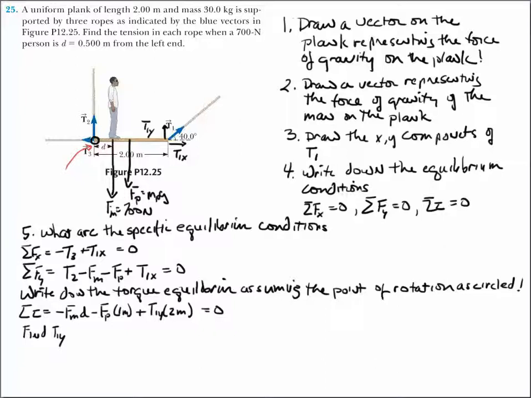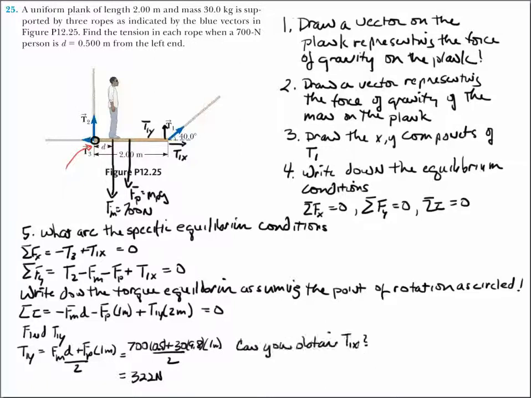Now find T1y. Of course, I can find T1y by solving the torque equation. I know Fm, I know Fp, I know d, I know 1 meter, and of course we're at 2 meters, so plugging in the numbers, I get 322 newtons for T1y.